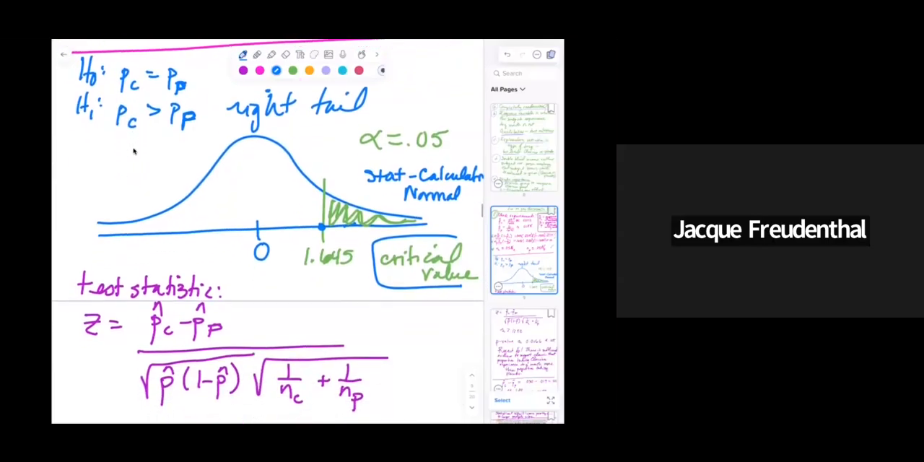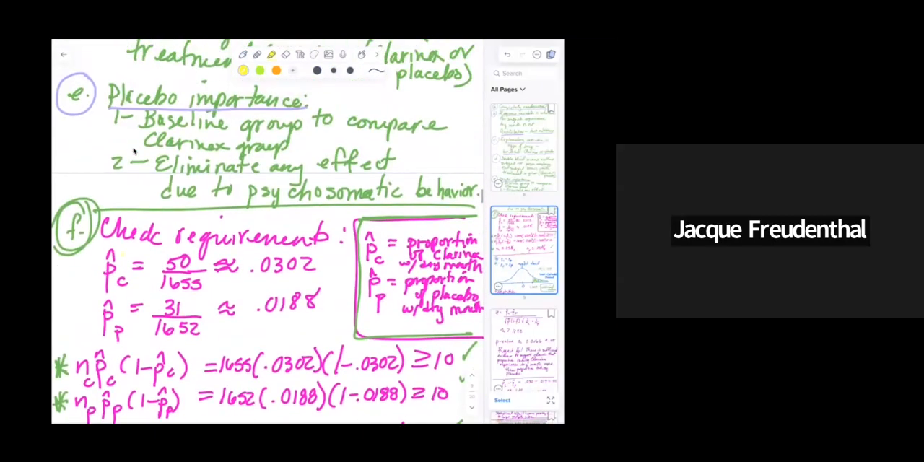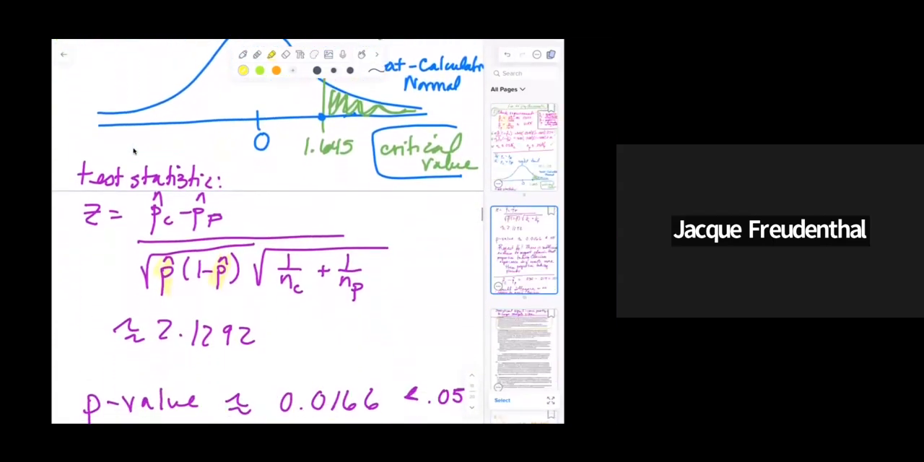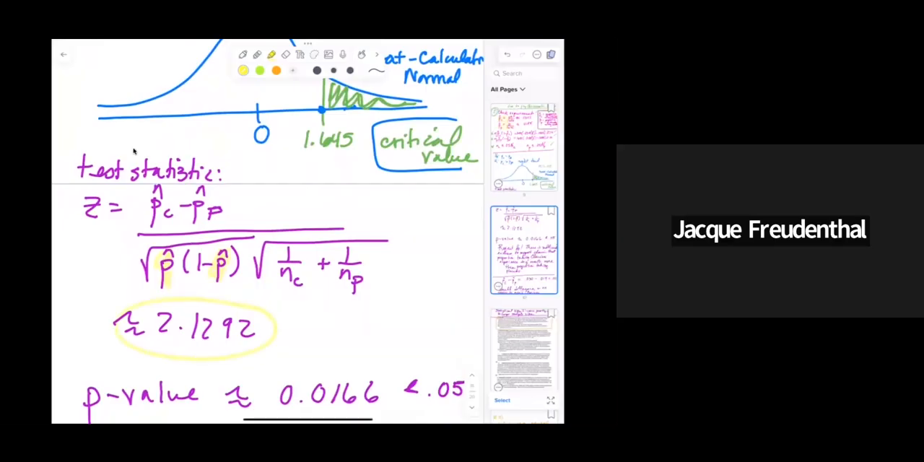So there's the formula for the test statistic. Again, we're using that pooled sample like I described before. Each of these up here are individual proportions, but to get the pooled sample, you would add both of the successes, the 50 and the 31, and then divide by the total sample size. So you would add the 1655 and the 1652, and that's your pooled proportion. Okay, so when you calculate that, you get a test statistic of 2.1292 approximately.